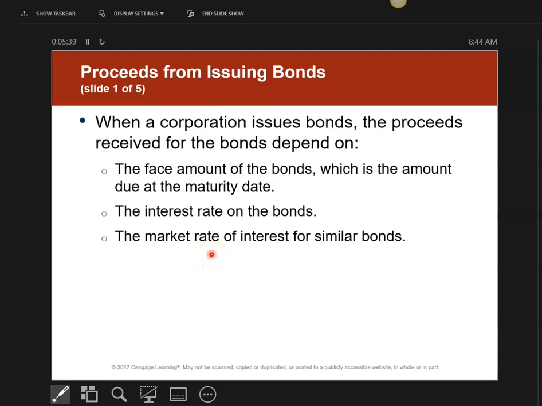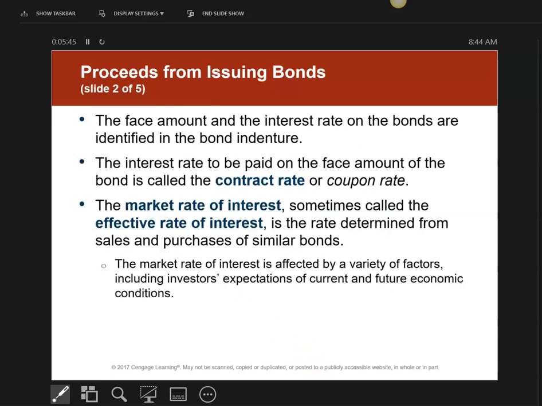So this means: what is the interest rate for other bonds in the same marketplace? This is how this breaks down. The face value of the bond, or the principal value, is what it's worth at the end. The rate that I'm going to pay is called the contract rate. So I'm offering you 10%. That is my contract rate. That never changes. It always stays exactly the same.